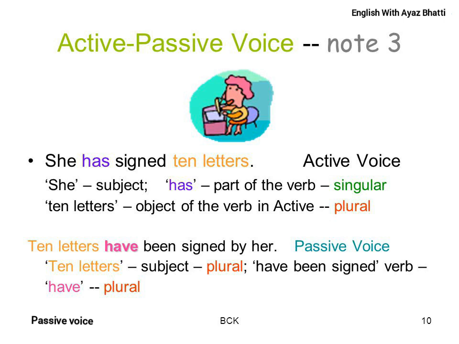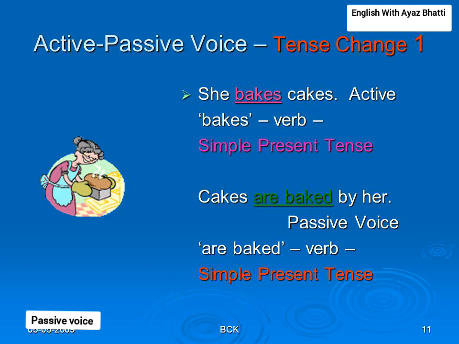Active passive voice, tense change 1. She bakes cakes. Active. Bakes, verb, simple present tense. Cakes are baked by her. Passive voice. Are baked, verb.